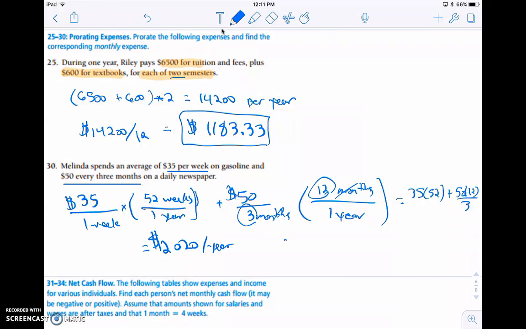So if we want to take that down into months, we take the 2,020 and divide it by 12 months. And we're going to get $168.33. So that's how much should be budgeted every month for gasoline and to pay for the daily newspaper.